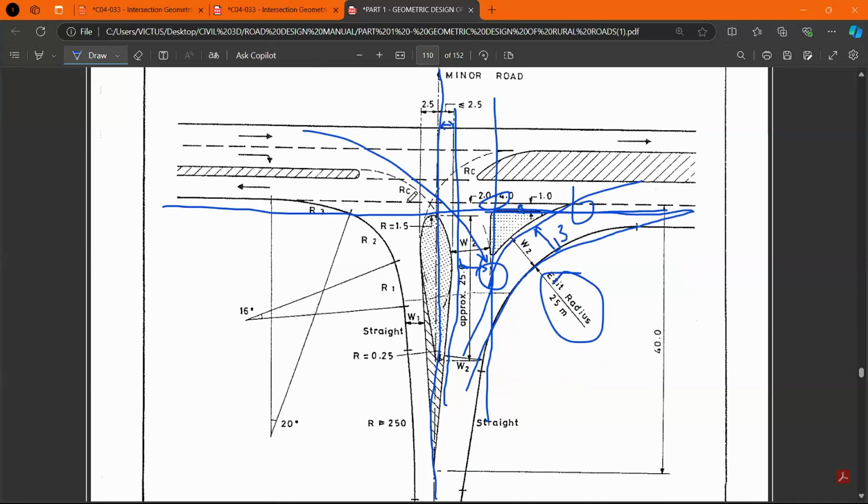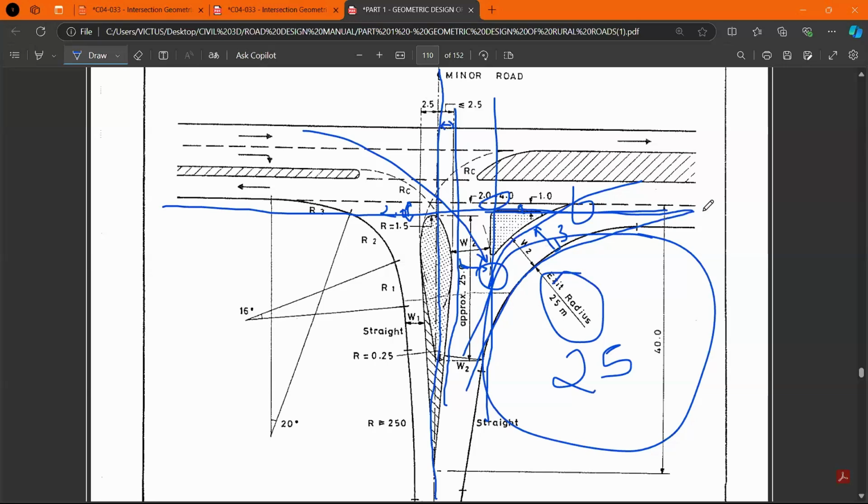And the other point that most people miss, please, is this distance for the teardrop. It should be at least 2.0 meters. Please don't forget that, okay? And the radius for this section must be 25 if you're providing the ghost island. This allows a larger section for vehicles to be able to maneuver.